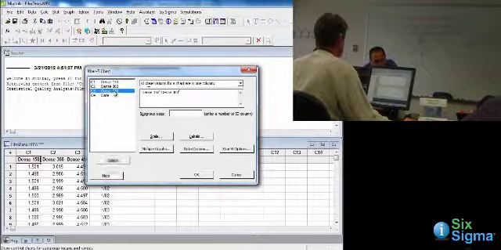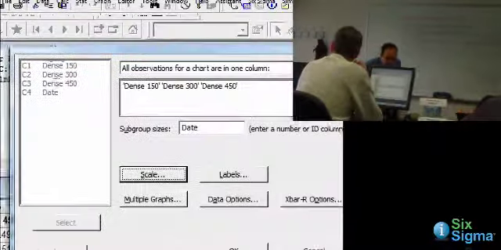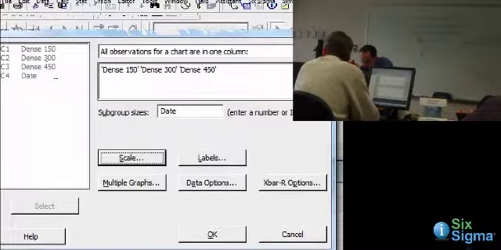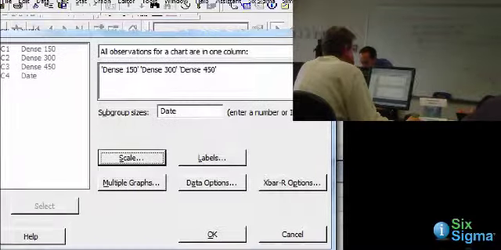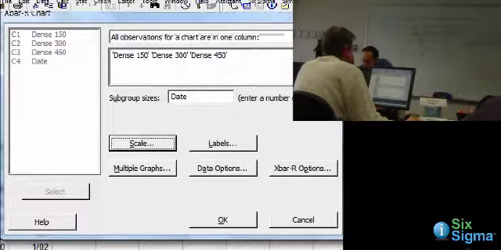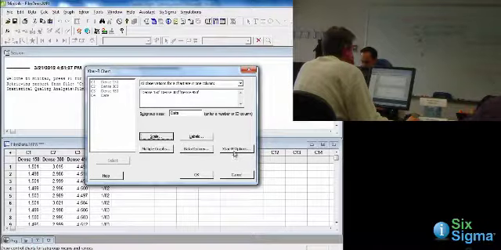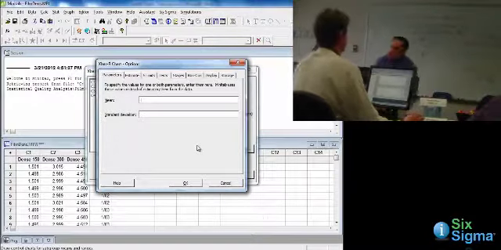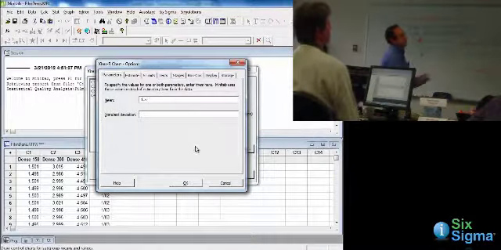Film density. Okay. Do we have rational subgroups here? Yes. I don't know if you noticed, but you can actually enter more than one variable at a time, and this will produce all three control charts at the same time. So you don't have to go back and change the variable name.